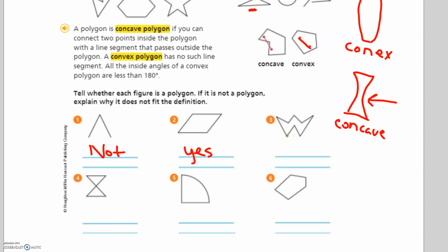This is a really odd figure. It looks a little bit like a W or like a Shazam lightning bolt sideways. It is made of line segments and it's closed. So yes, it is a polygon. Now you take a look at these next 3 and decide whether you think it's going to be a polygon or not.